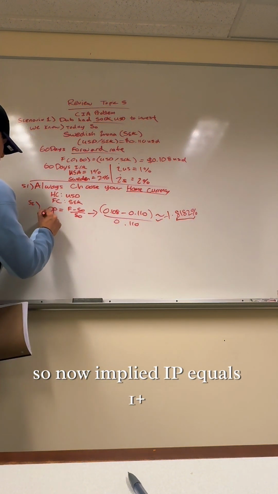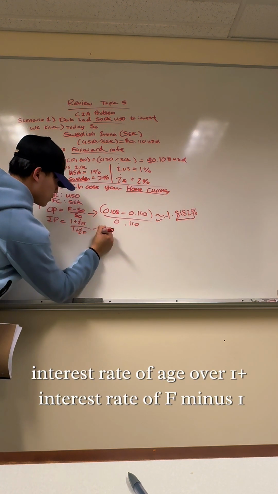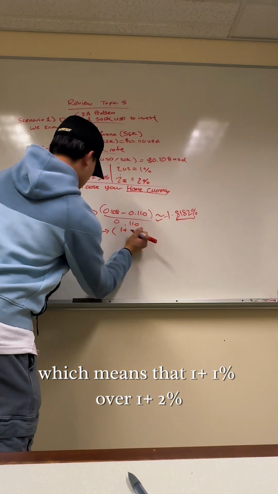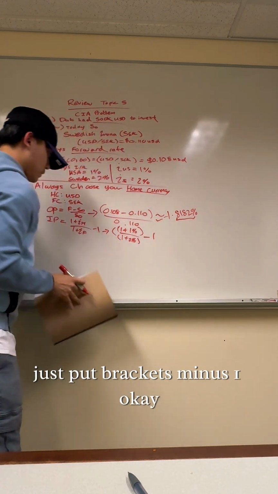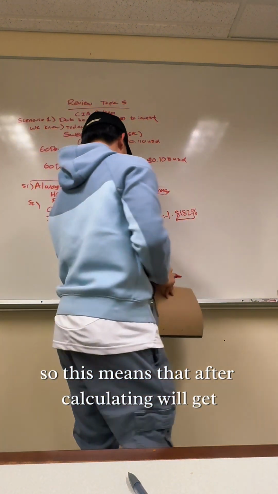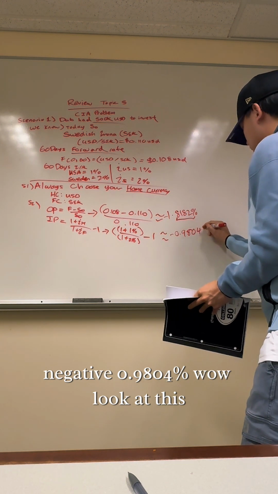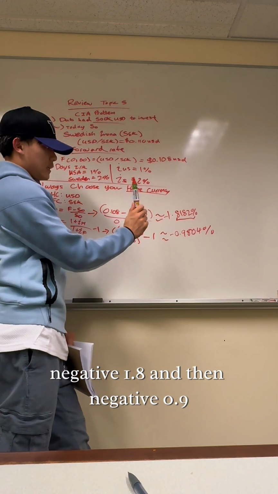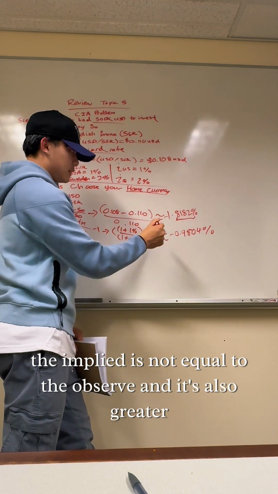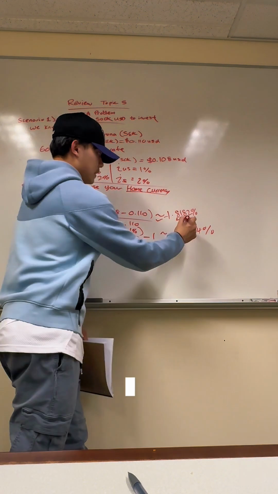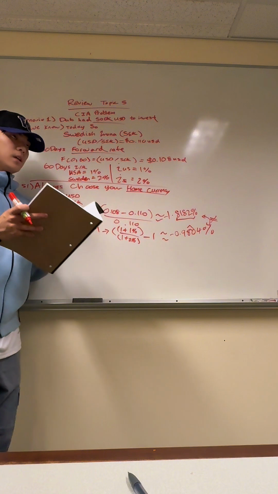Now the implied IP equals 1 plus the interest rate of H over 1 plus the interest rate of F, minus 1, which means 1 plus 1% over 1 plus 2%, just put brackets, minus 1. After calculating, we'll get negative 0.9804%. Wow, look at this: negative 1.8 and then negative 0.9. The implied is not equal to the observed, and it's also greater. These two do not equal, so that means we have a CIA opportunity. We have an arbitrage opportunity.